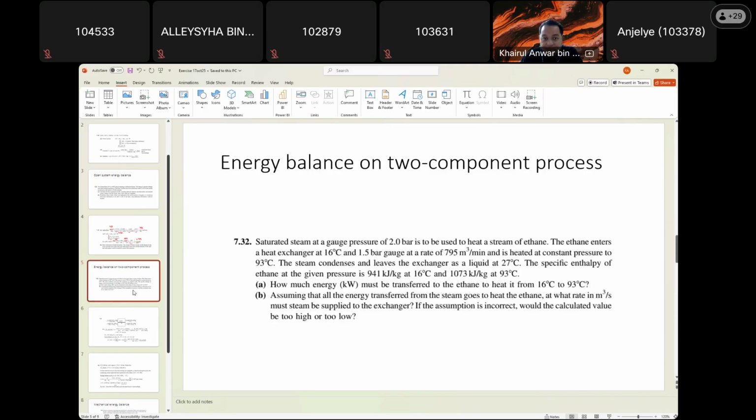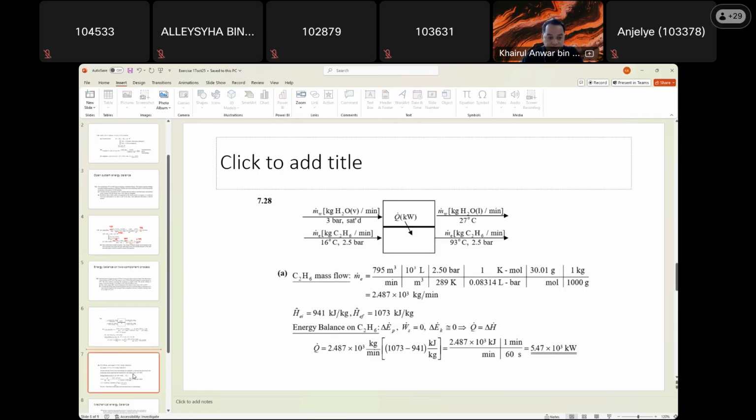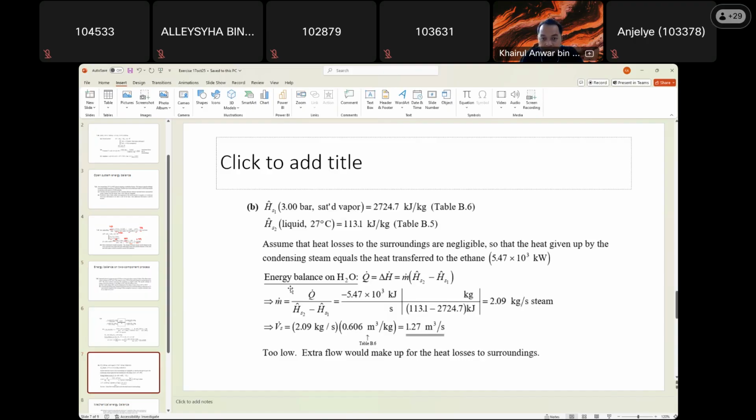Next question is, assuming that all the energy transferred from the steam goes to heat the ethane, at what rate in meter cube per second must steam be supplied to this exchanger if the assumption is correct? Would the calculated value be too high or too low? So in this case, the unknown heat losses to the surrounding.